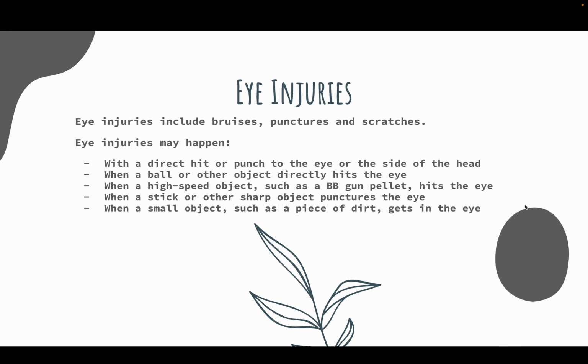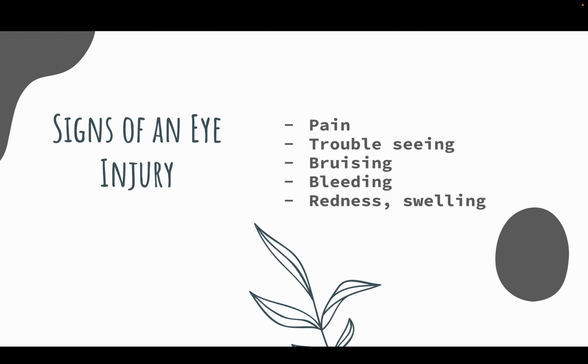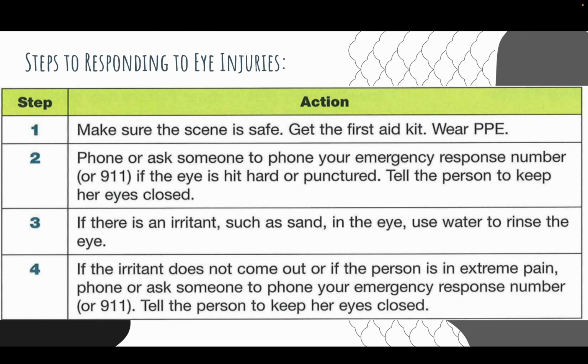Eye injuries. Eye injuries may include bruises, punctures, and scratches, and they can happen for various reasons. Signs of an eye injury: pain, trouble seeing, bruising, bleeding, redness, and swelling. Responding to eye injuries: make sure the scene is safe, get the first aid kit, wear PPE, phone EMS if the eye is hit hard or punctured, and tell the person to keep their eyes closed.